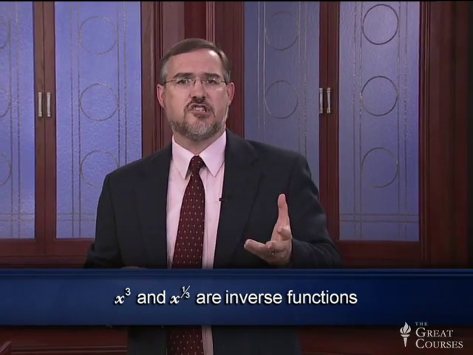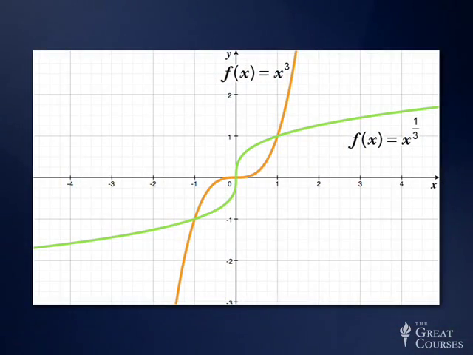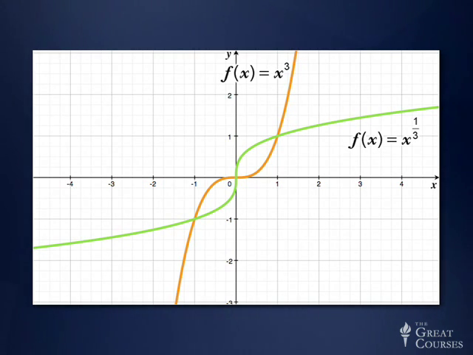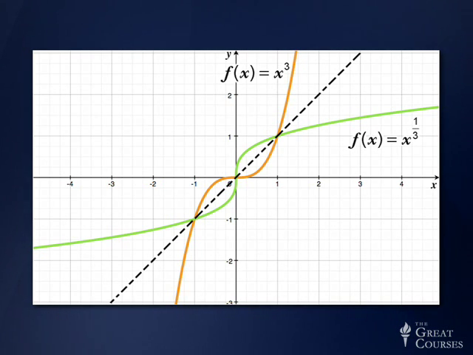Now, what should you notice then about the graphs of these two functions when they are inverses? Well, it turns out that their graphs are symmetric to one another, and they're symmetric to one another about the line y equals x. So if you were to graph, for example, the graph of y equals x cubed and the graph of y equals x to the 1/3 on the same set of axes, and then draw the line y equals x on that same set of axes as well, you would see that the graph of x cubed and the graph of x to the 1/3 are mirror images of one another about the line y equals x.